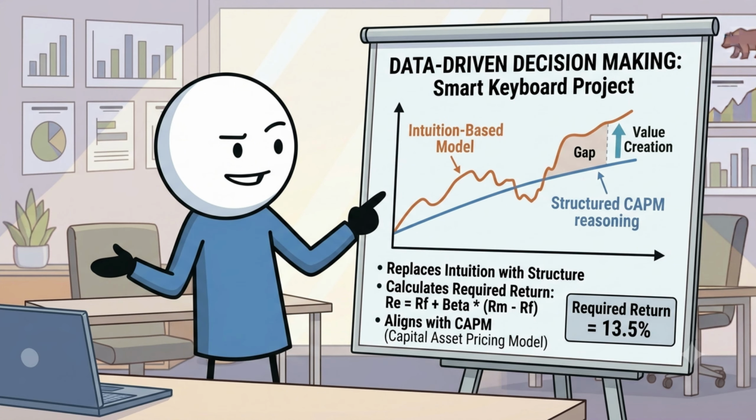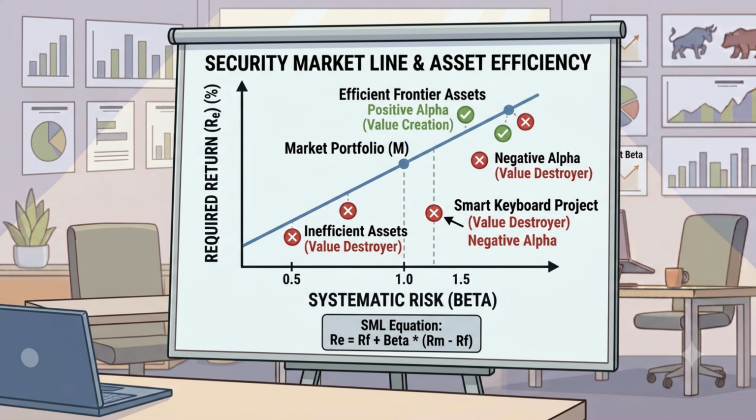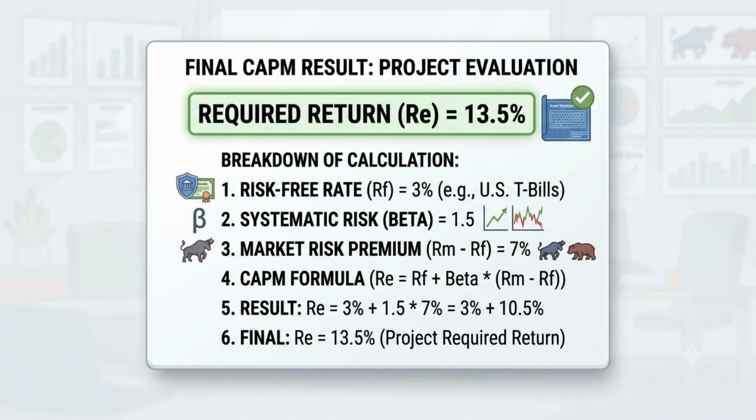Whether he's buying a new 3D printer, hiring a software team, or investing his personal savings, the CAPM formula is now his compass. He is no longer a dreamer. He is a disciplined architect of value, ensuring that every move he makes is backed by the rigorous logic of the modern financial stage.